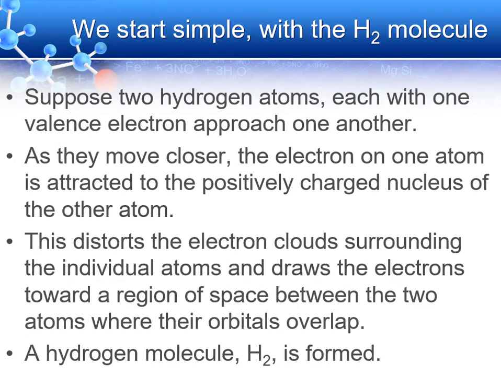So we'll start simple. The very first, the simplest, very smallest molecule is hydrogen, H2. So suppose we have two hydrogen atoms. Each one of the hydrogen atoms has one valence electron. So suppose two hydrogen atoms approach each other.